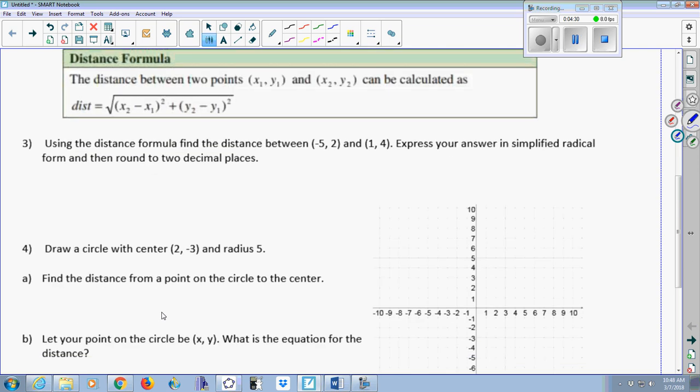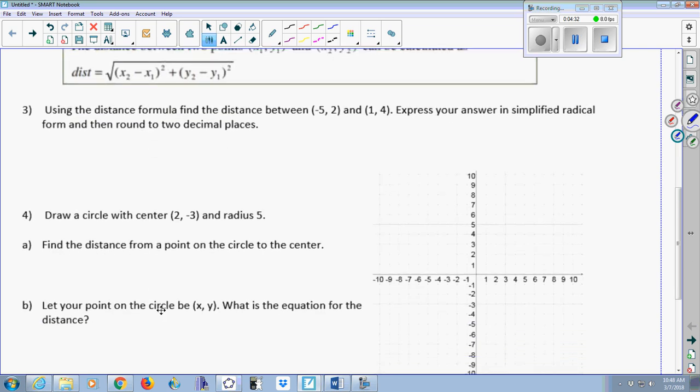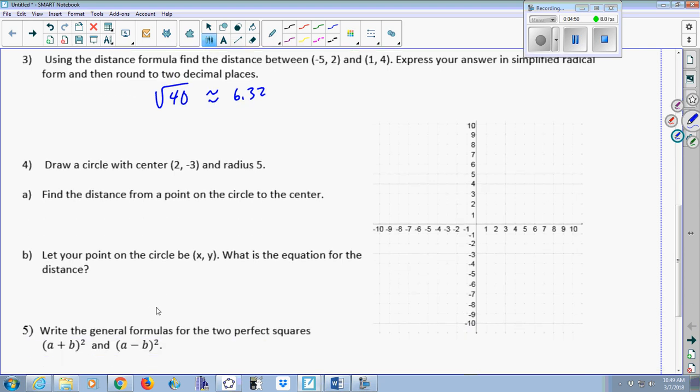All right. So what did you get for number 3? Anybody want to let me know for that? Square root of 40. Do I have consensus on that? And what is it rounded to two decimal places? 6.32? Okay.